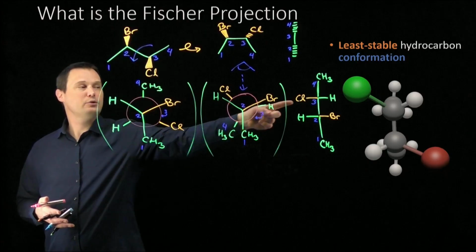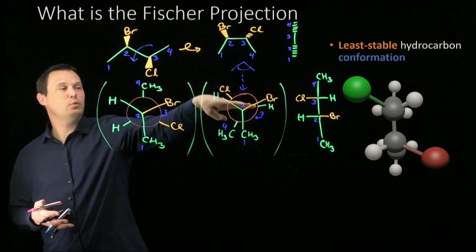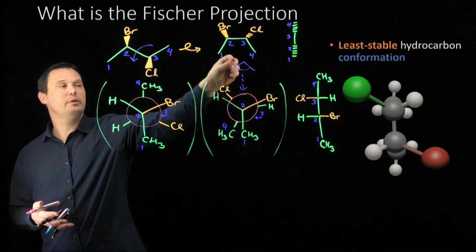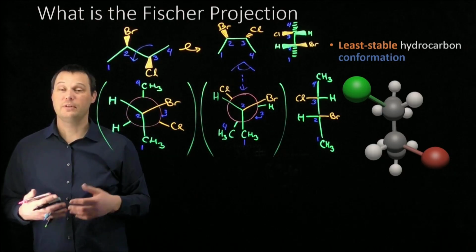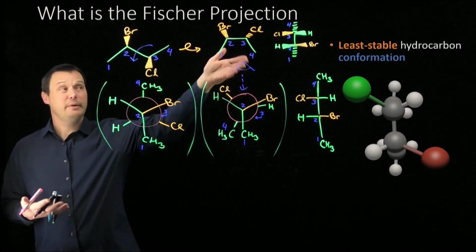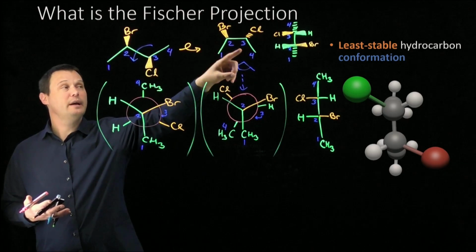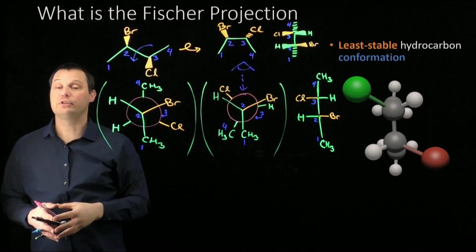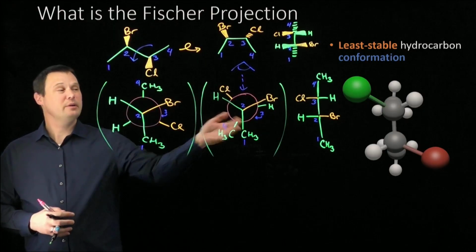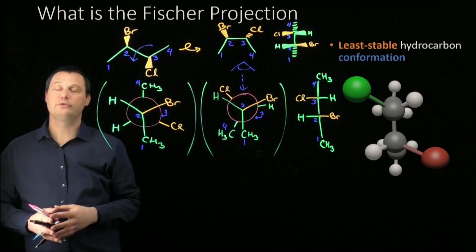Likewise, those horizontal bonds in the Fischer projection are pointing towards you as a viewer, just like they were sticking up into the northern hemisphere in our Newman projection that we were looking down on from the North Pole. So the Fischer projection in the wedge dash version might look something like this, with the vertical bonds on dashes and those horizontal bonds on wedges. Sometimes we call this the bow tie version of the Fischer projection. And that's it.